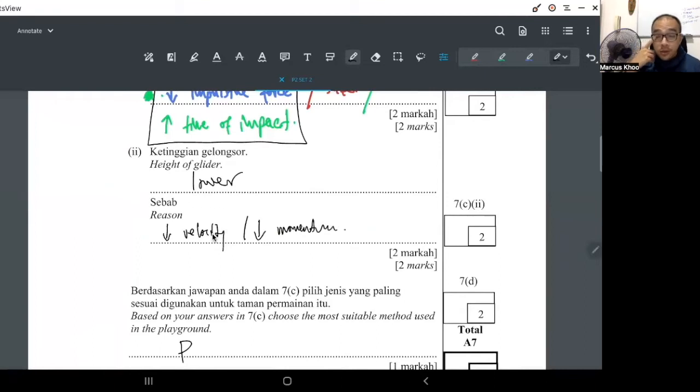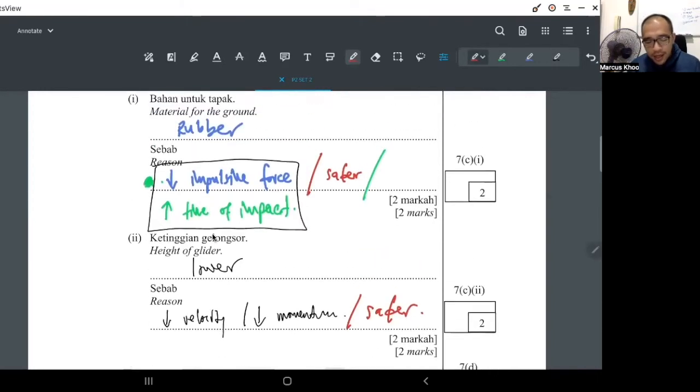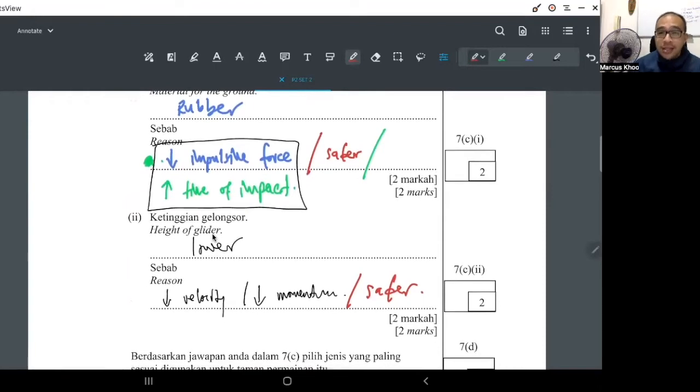Less momentum means a bigger time of impact, or that they won't go so fast. Or you can also say it's safer. It's not really a good idea for me to share this answer, safer, with you, but sometimes in the exam people forget things. So just in case you forget things like velocity and momentum, go with the logical answer. You obviously want a smaller height because it's safer for the children. And after that, you pray very hard that this answer can be accepted by the examiner.